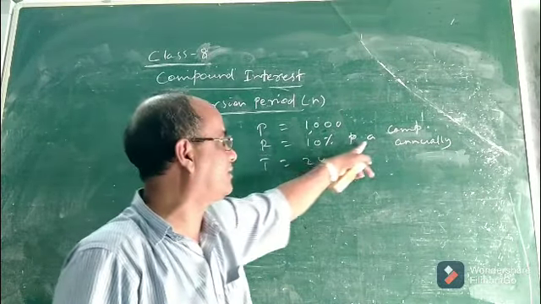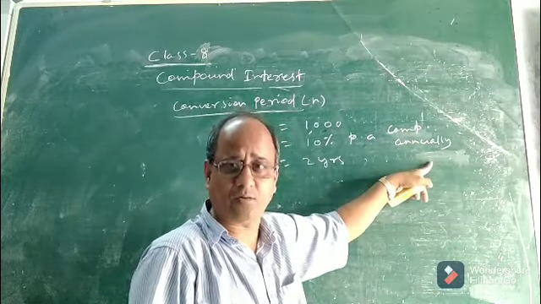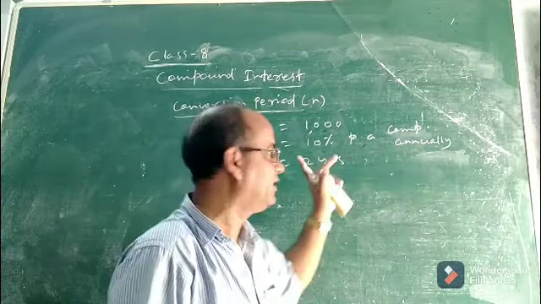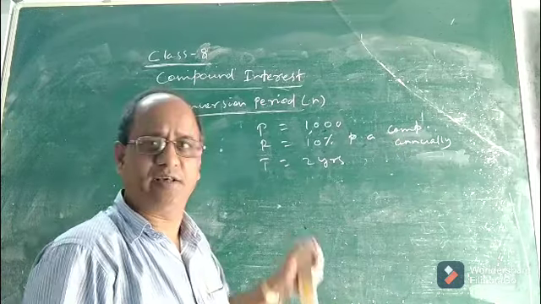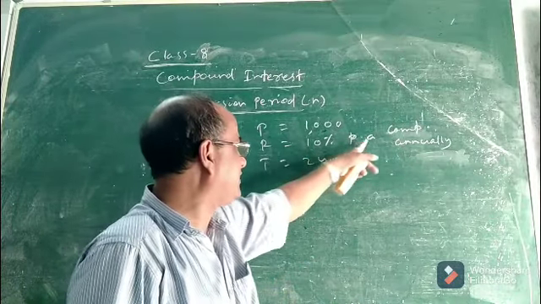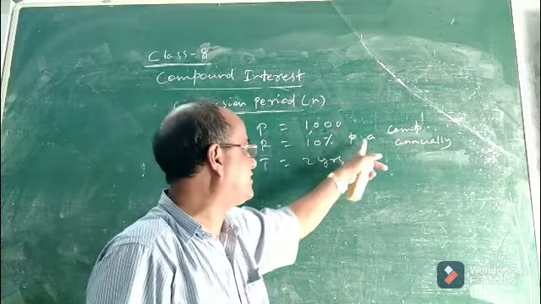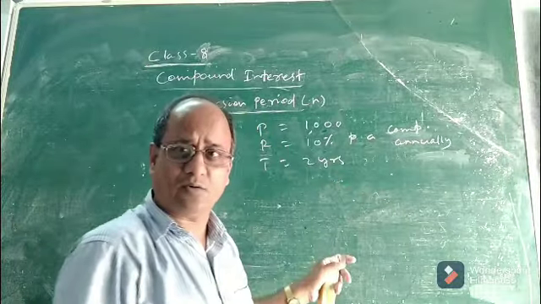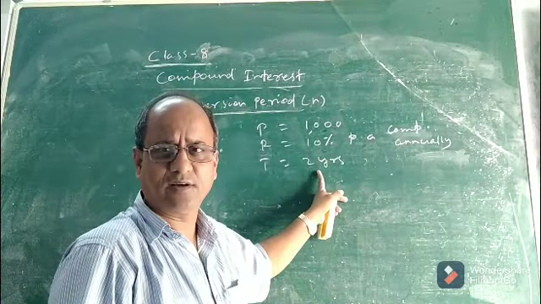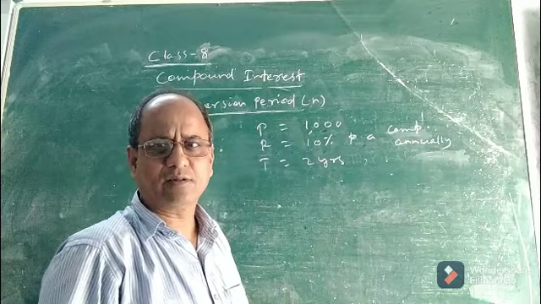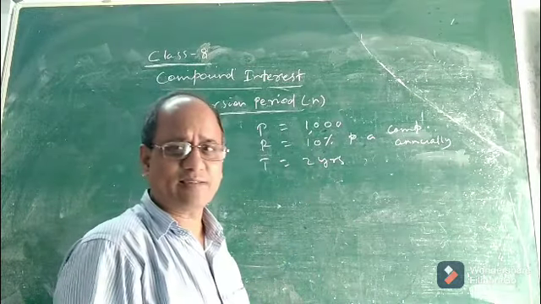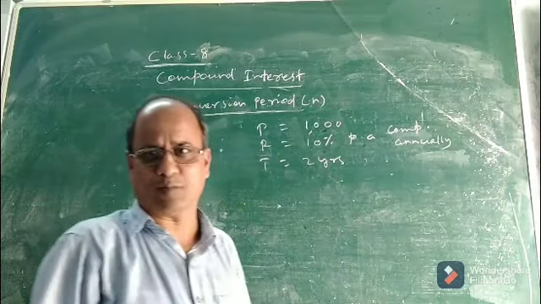The rate is 10% per annum, but it is compounded annually. Interest being compounded annually, and time is given as 2 years. So if the rate of interest is 10% per annum compounded annually, it will be compounded for how many years? For 2 years. Okay. So tell me, in this case, how many times will the interest be compounded?